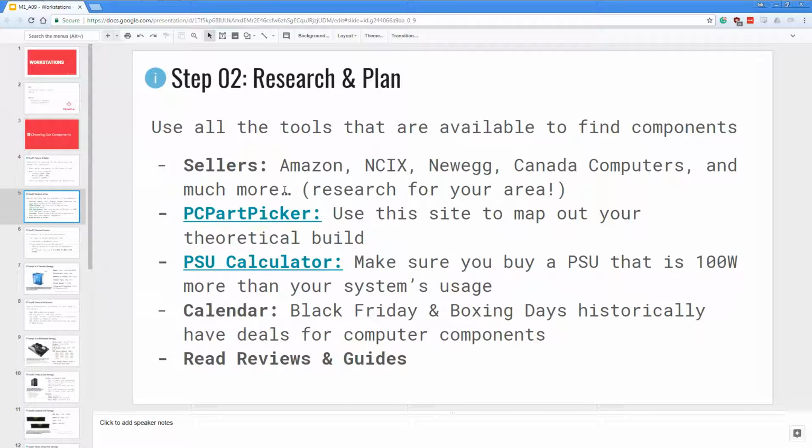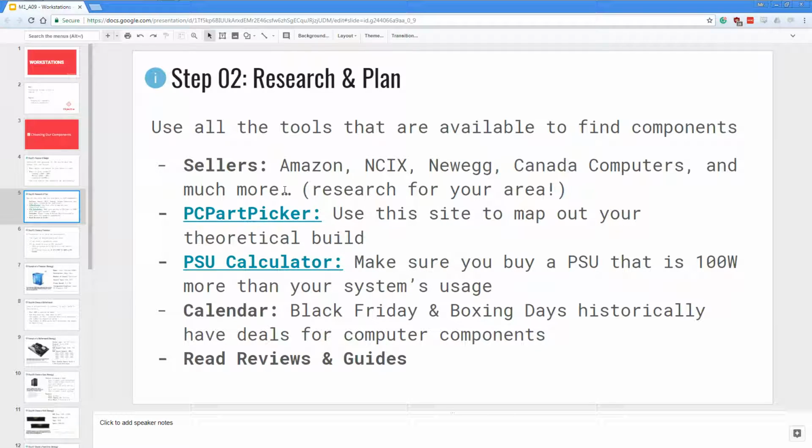Step number 2 is to research and plan. So you want to use all the tools that are available to find your components, because this is your computer, right? You're not going into Best Buy and buying a pre-built computer and saying it's done. You know all these components now, and you can probably save a lot of money by having a much better computer than the pre-built computers that you find at Best Buy. So you first want to know all the sellers that sell components, like Amazon, NCIX, Newegg, Canada Computers, and much more. You want to research these stores around your area.